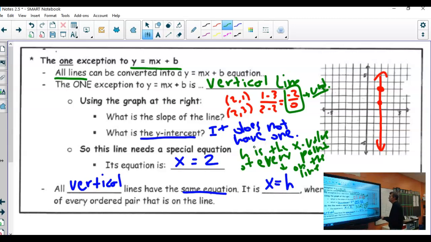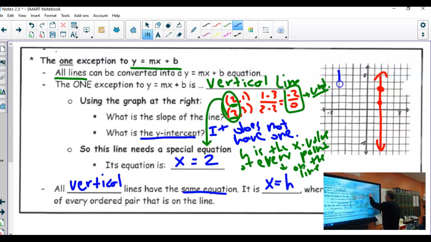For example, the x value of these two was both 2. On a vertical line, the x value is the same for every point on the line. So if you know the x value, then you can write the equation. It's just x equals whatever that is. Let's look at a couple other examples just for fun.